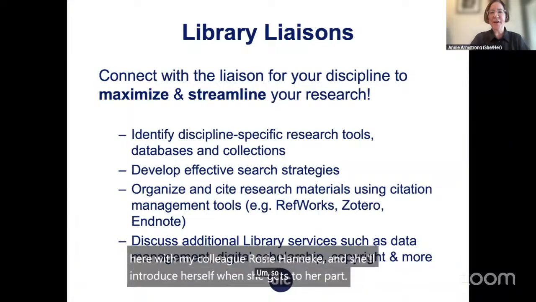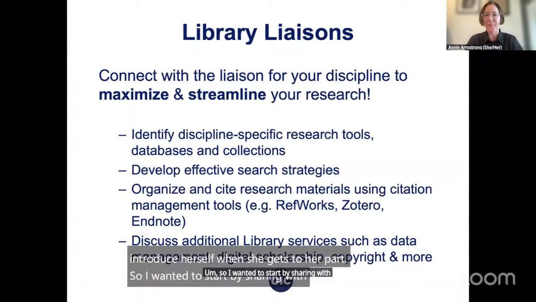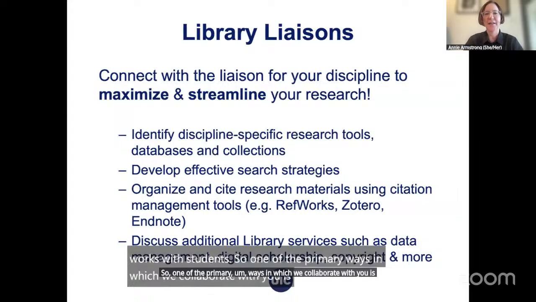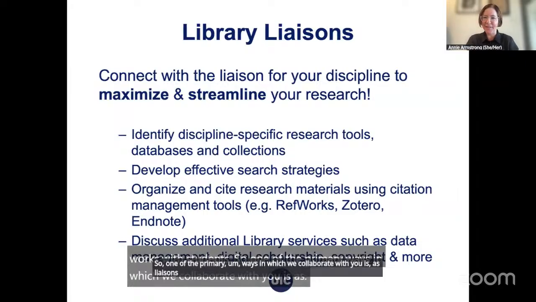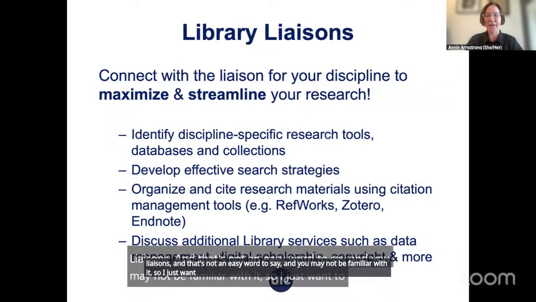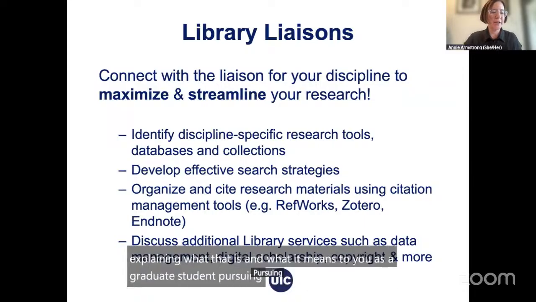So I wanted to start by sharing with you how the library works with students. One of the primary ways in which we collaborate with you is as liaisons. And that's not an easy word to say, and you may not be familiar with it. So I just want to start by explaining what that is and what it means to you as a graduate student pursuing your research. So we are your helpers and your collaborators.